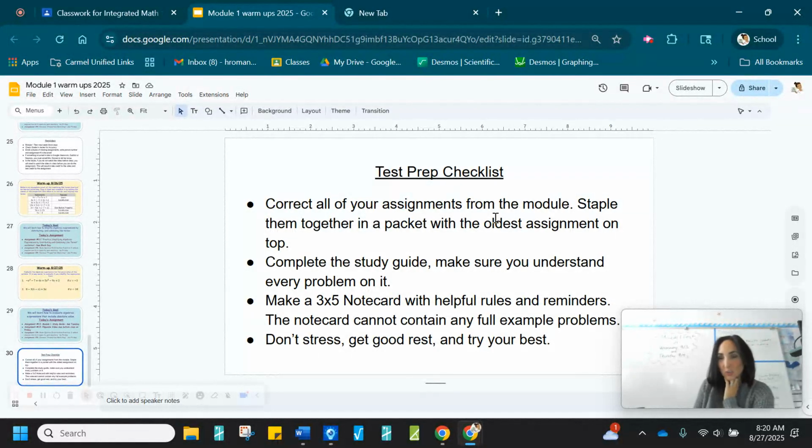Hey guys, just want to have a quick video on how to prep for a test. So with our test prep checklist, the first thing you want to do is make sure all your assignments are corrected for the module. And when they are all corrected, you're going to staple them together in a packet with the oldest assignment on top.